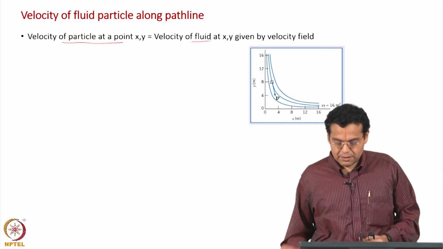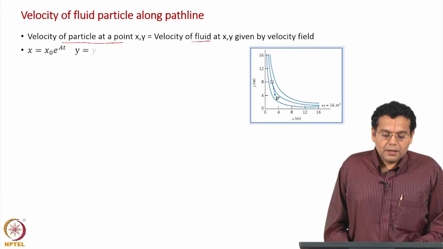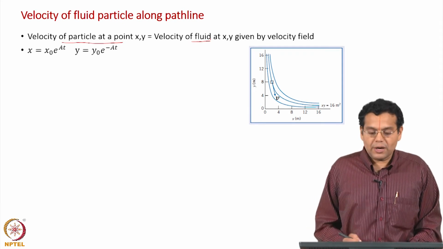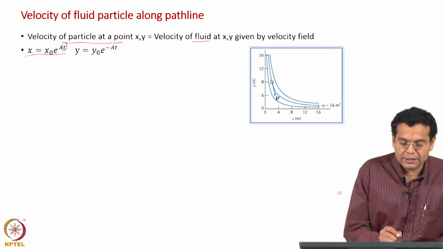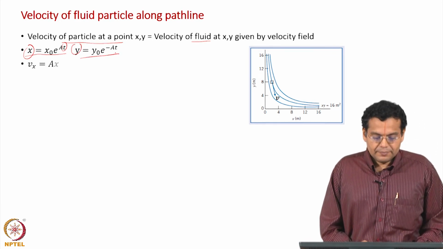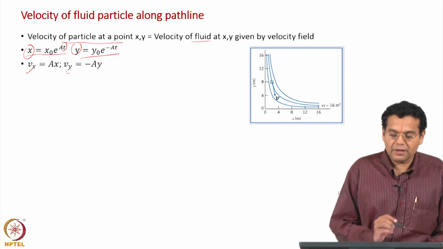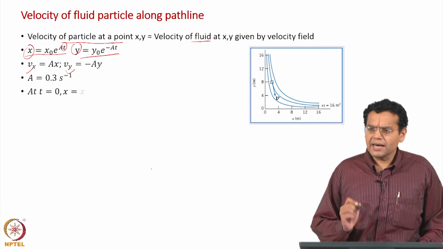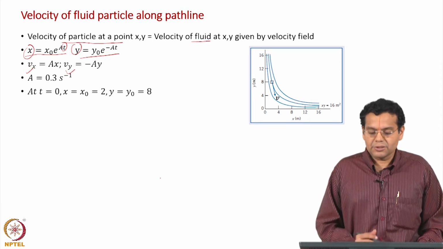Now, from the path line equations for the individual coordinates, we know the position of the particle as a function of time, both the x coordinate and the y coordinate. We know of course the x component and the y component of the velocity field. A is also given to us. At t equal to 0, we know the position of the particle is x naught y naught, which is 2 and 8.